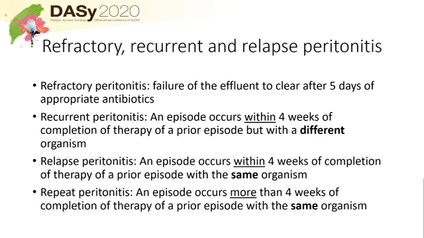There are several types of peritonitis. Refractory peritonitis refers to failure of the effluent to clear after 5 days of appropriate antibiotics. Recurrent peritonitis refers to an episode that occurs within 4 weeks of completion of therapy of a prior episode, but with a different organism. Relapse peritonitis refers to an episode that occurs within 4 weeks of completion of therapy of a prior episode, but this time with the same organism.